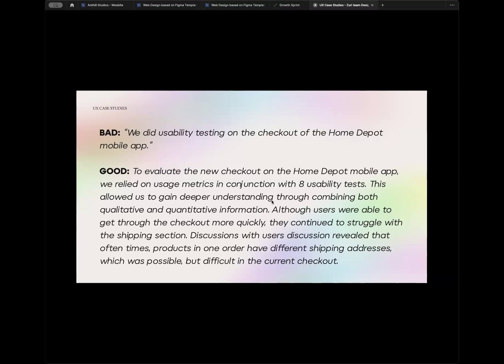Now the person went ahead to add an observation. Although users were able to get through the checkout more quickly, they continued to struggle with the shipping section. Right? I've told you what we did and why we did it. Now I'm telling you what I observed from that thing that we did. Do you understand? And then going forward, discussions with users revealed that oftentimes products in one order have different shipping addresses, which was possible but difficult in the current checkout. This, my friend, is a very well detailed account of what they did.